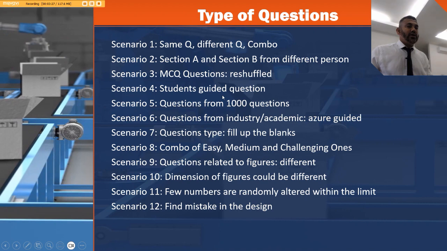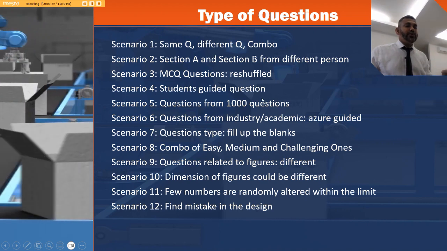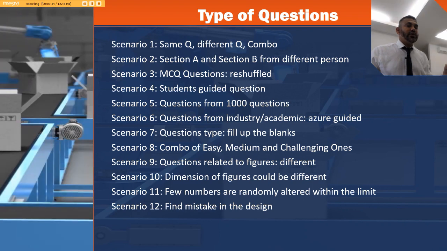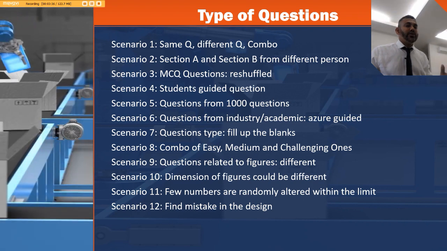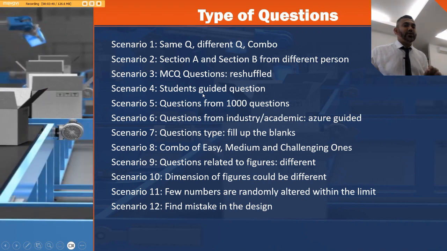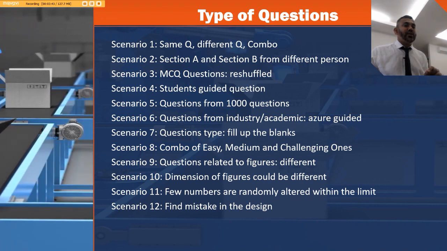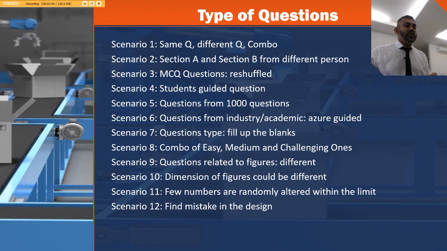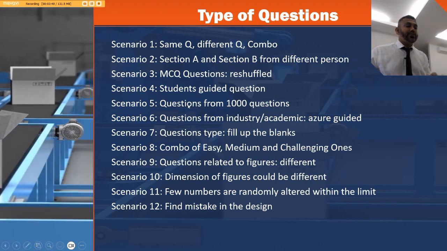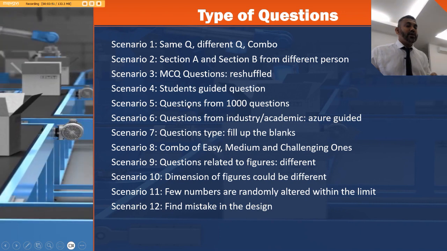Students-guided questions, meaning to say the students will submit questions, for example 3 questions from each student. If it is 30 students, that will be 90 questions. You can make a question paper from these 90 questions randomly chosen, and it will choose randomly 2 or 3 out of 90. It's a good preparation for a test. Questions from thousands of questions.